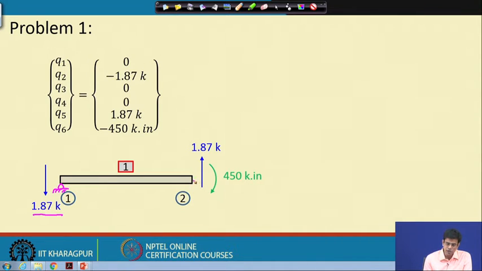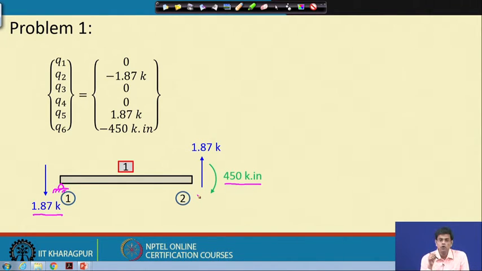Now, at node 2 there was no support condition, but there is no axial force at all in that member. There is a corresponding upward shear force of 1.87, which is Q5, and then there is a clockwise moment, that is, a negative moment, of 450 kilopound inch. So, this gives me the equilibrium of member 1.